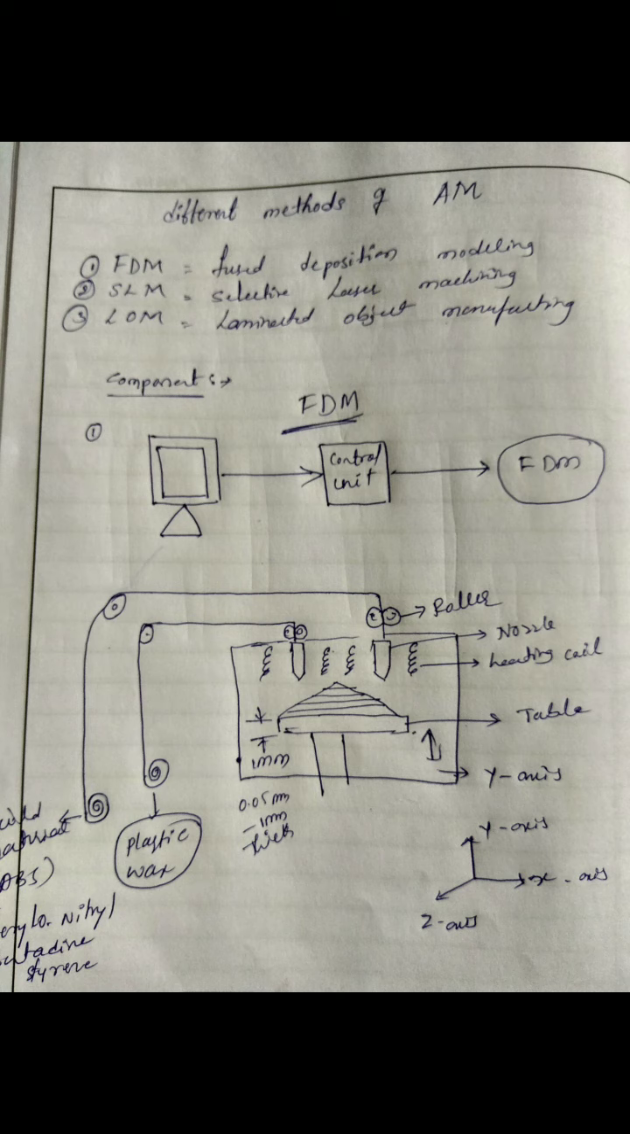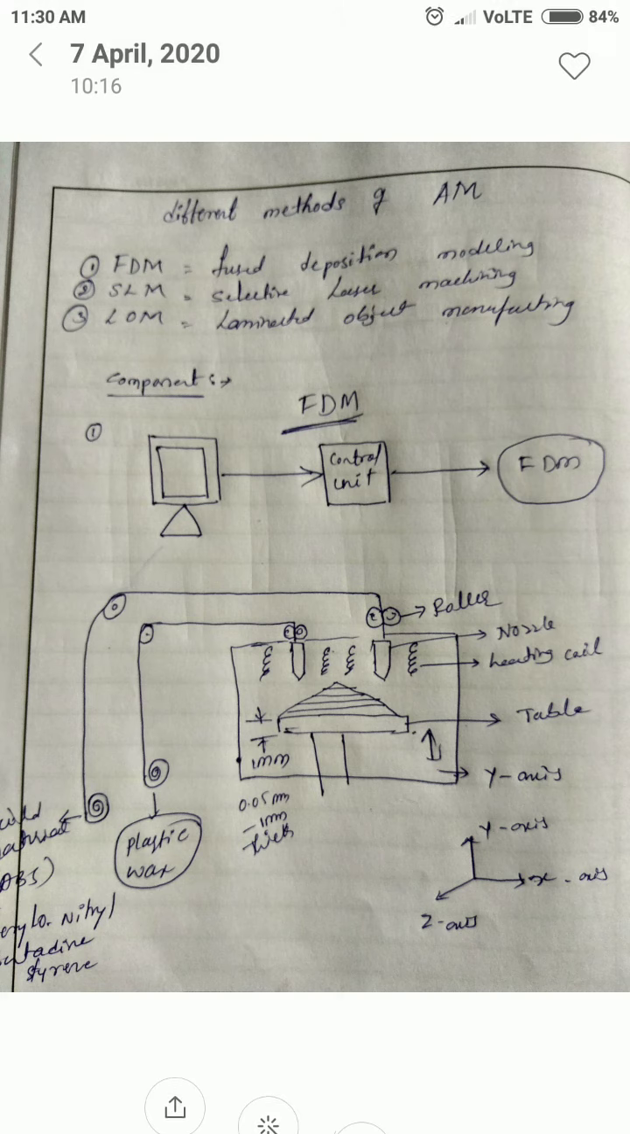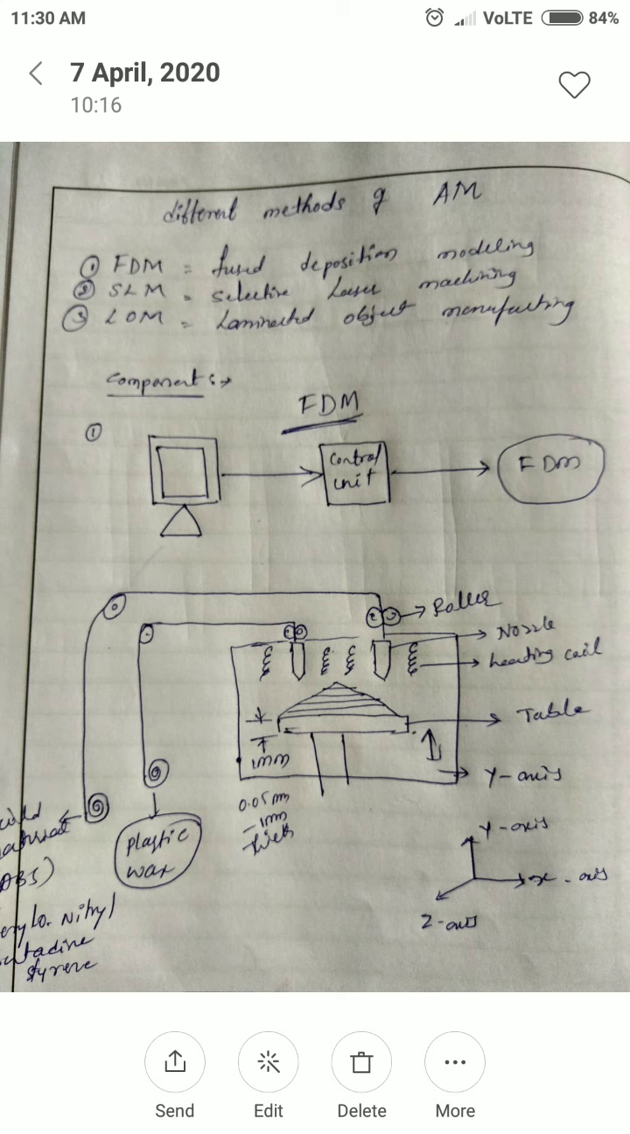Once again remember the very important thing: the supportive material is plastic wax, and the build material is acrylonitrile butadiene styrene, which we call ABS. Rollers are there. The nozzle we are going to fix, and the heating coil is there, the table is there, and the table is going to be moved in the vertical direction, or you can call it the y-axis. These are the main basic components of the construction of the FDM.